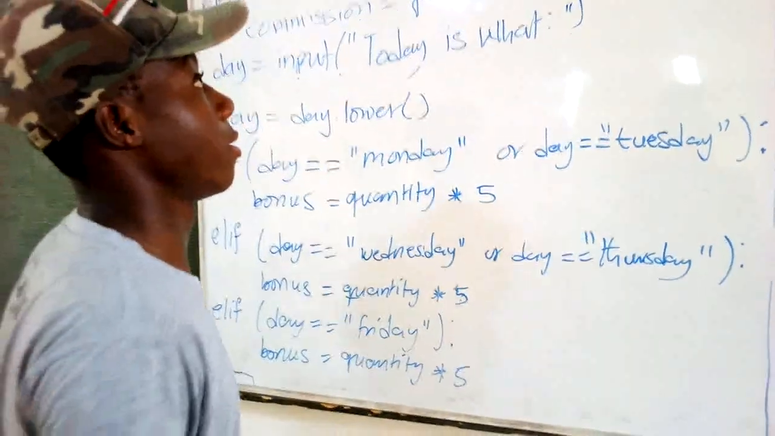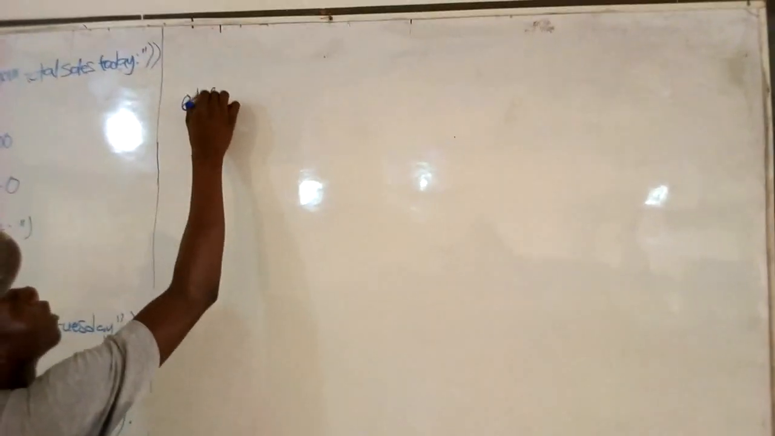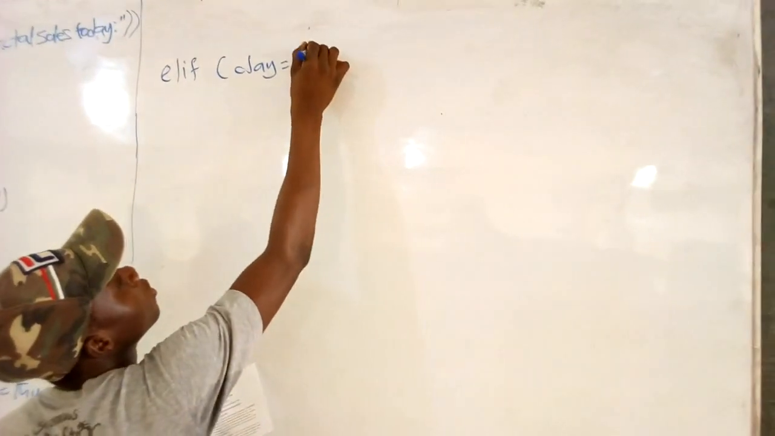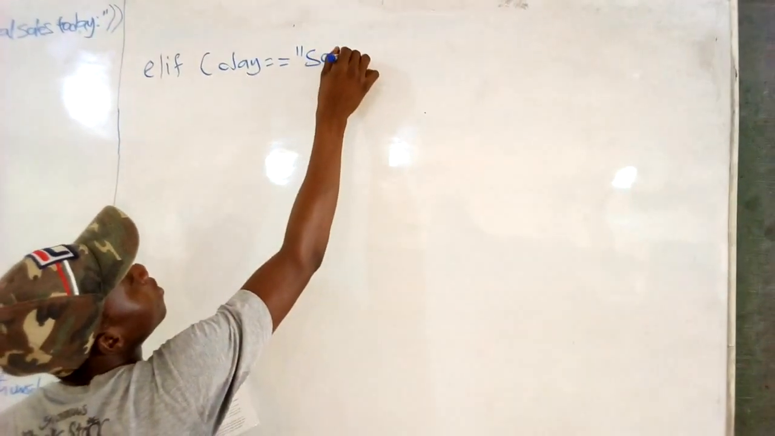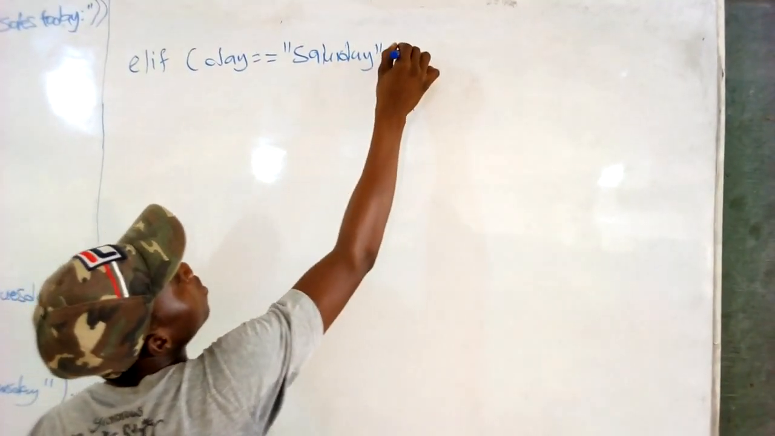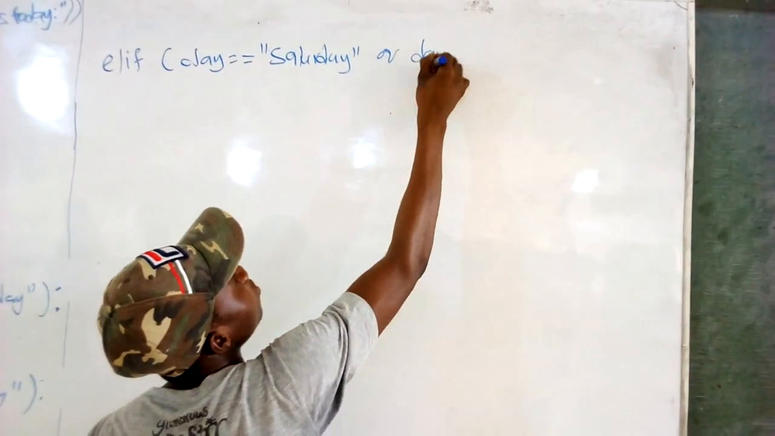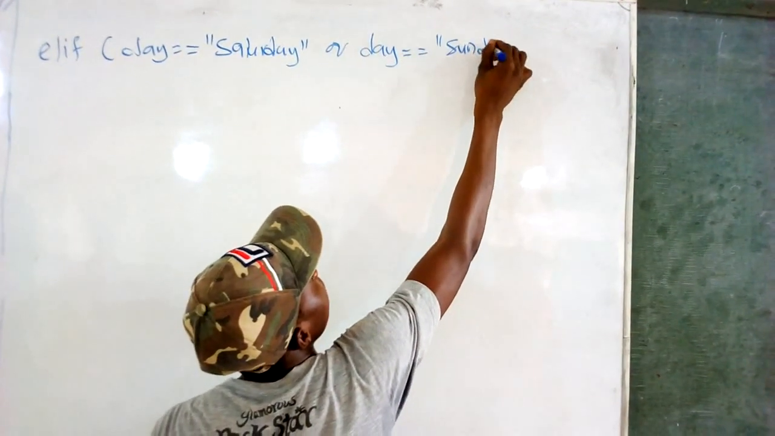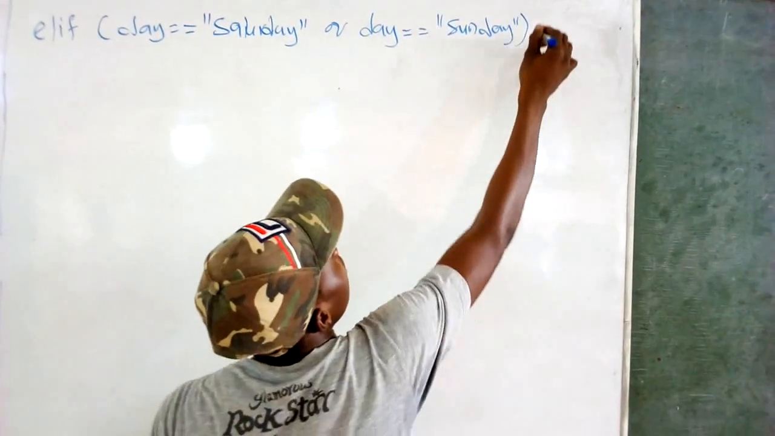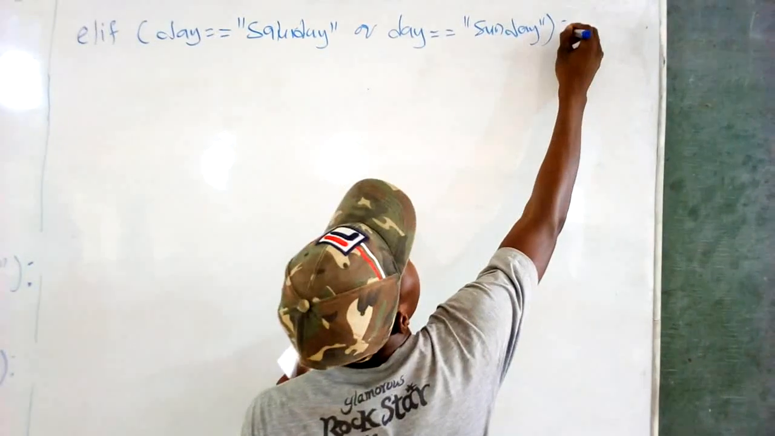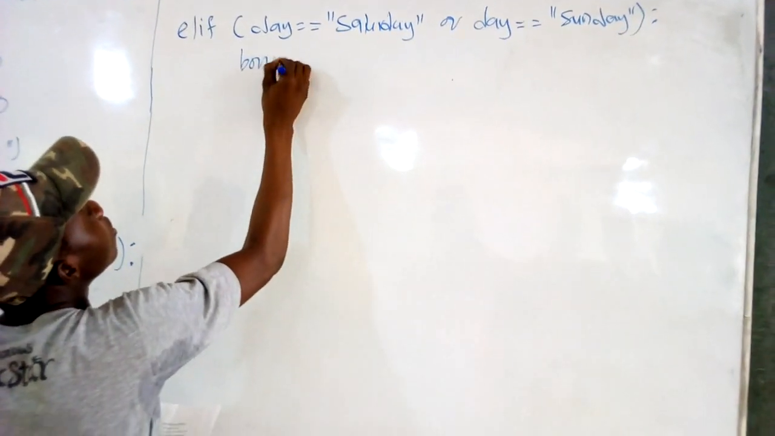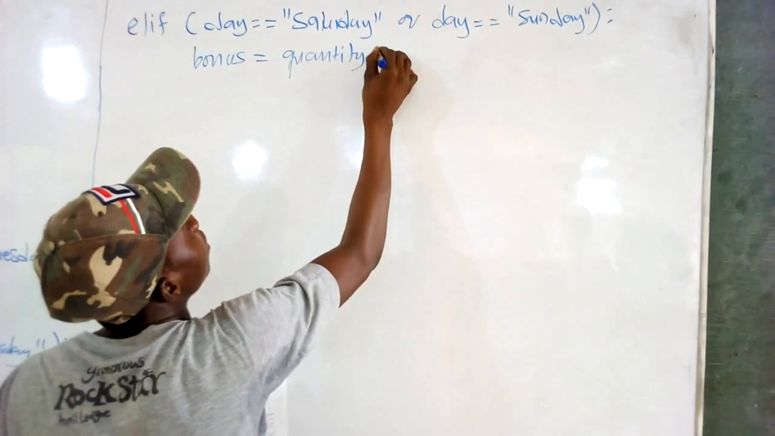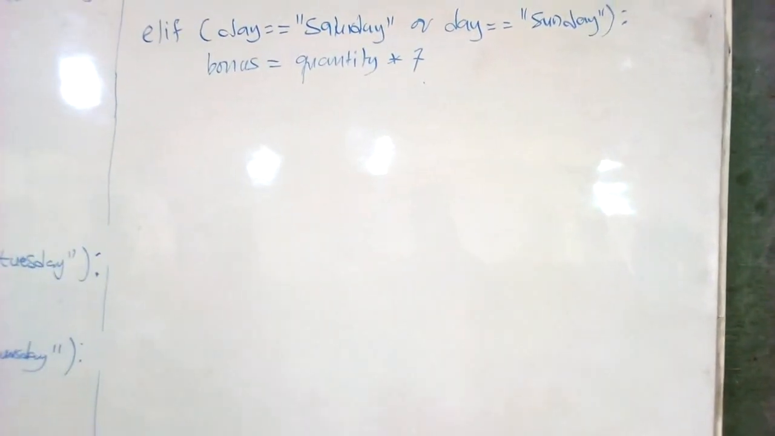So we're moving here to the weekends. Elif day is equal to string, Saturday, or day is equal to Sunday. Bring your colon. Bonus should be equal to quantity times 7 Cs, because for the weekends it was 7 Cs.